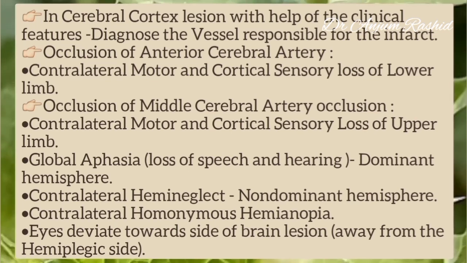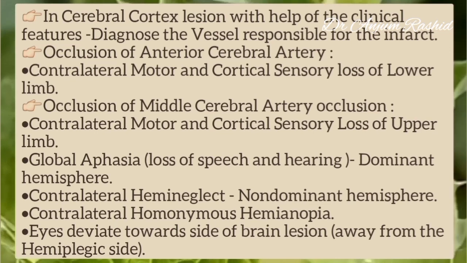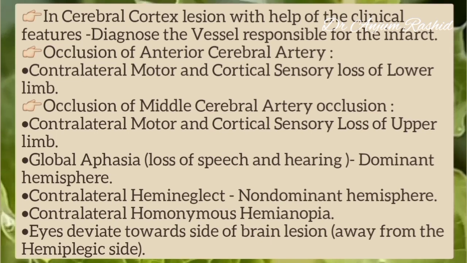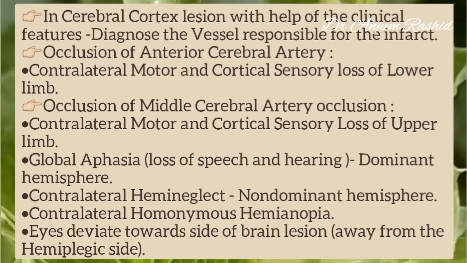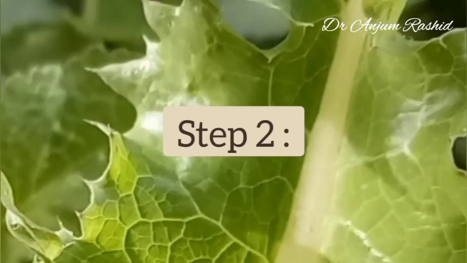Now in the cerebral cortex lesion, with the help of the clinical features, diagnose the vessel responsible for the infarct. Now in the case of occlusion of the anterior cerebral artery, there is contralateral motor and cortical sensory loss of the lower limb. And in the case of occlusion of the middle cerebral artery, there is contralateral motor and cortical sensory loss of the upper limb. Global aphasia, that is loss of speech and hearing in the case of dominant hemisphere, and contralateral hemi-neglect in the non-dominant hemisphere involvement. There may be contralateral homonymous hemianopia, and eyes deviate towards the site of brain lesion, that is away from the hemiplegic site.